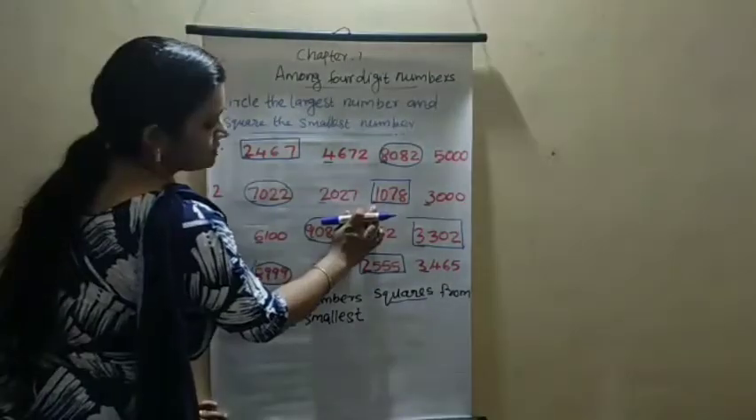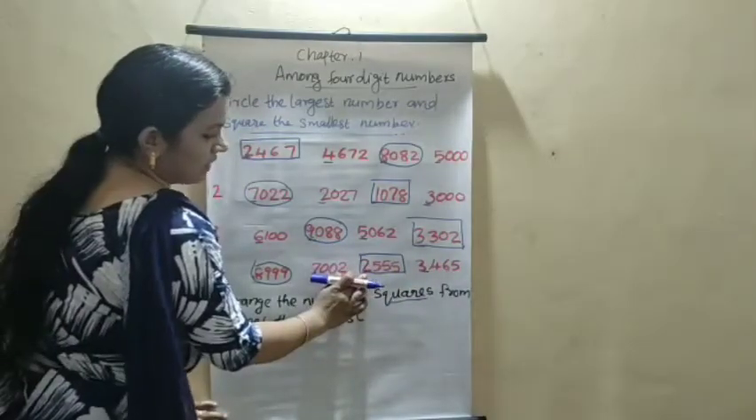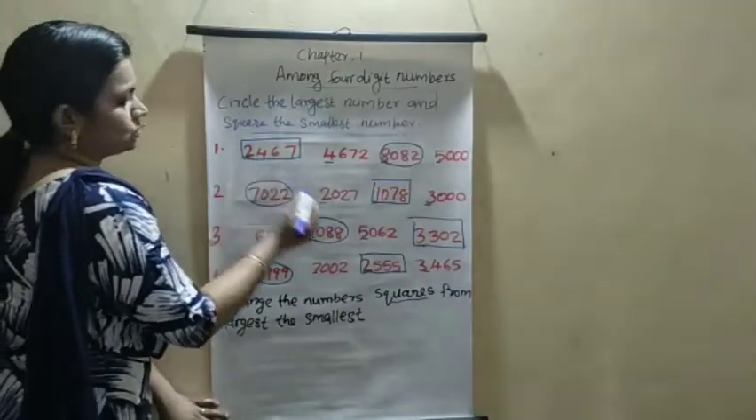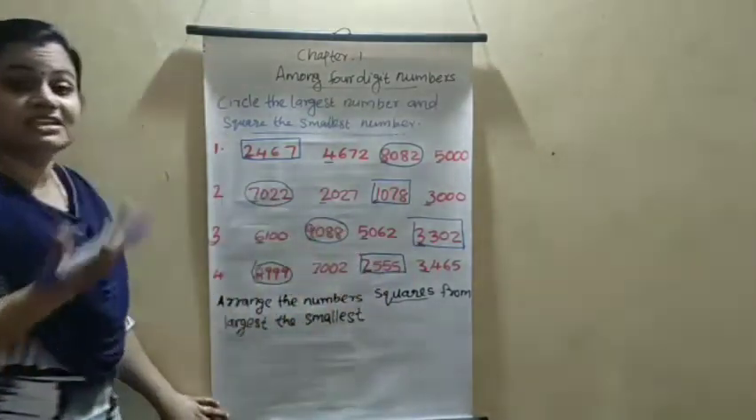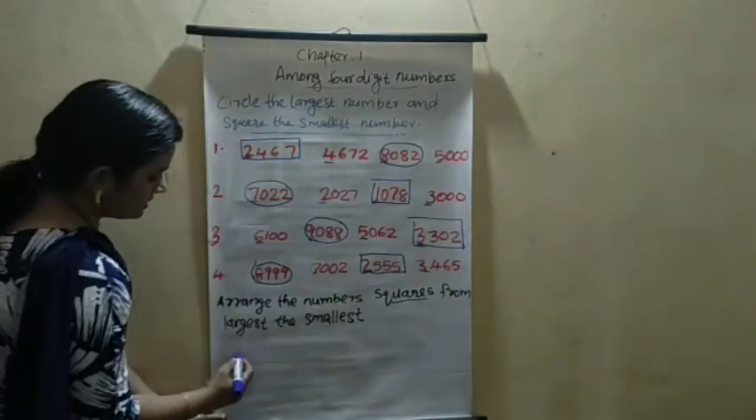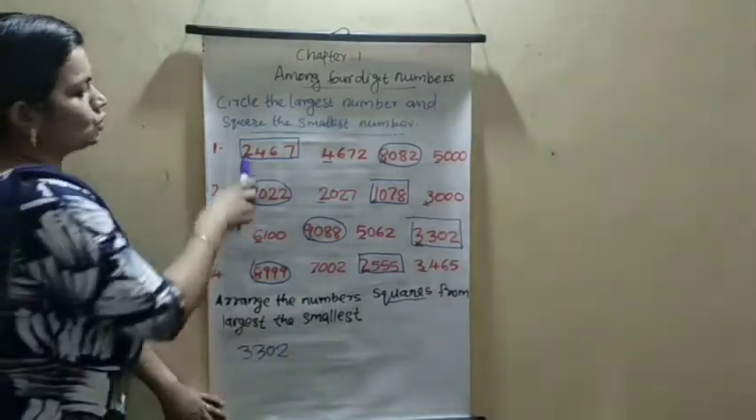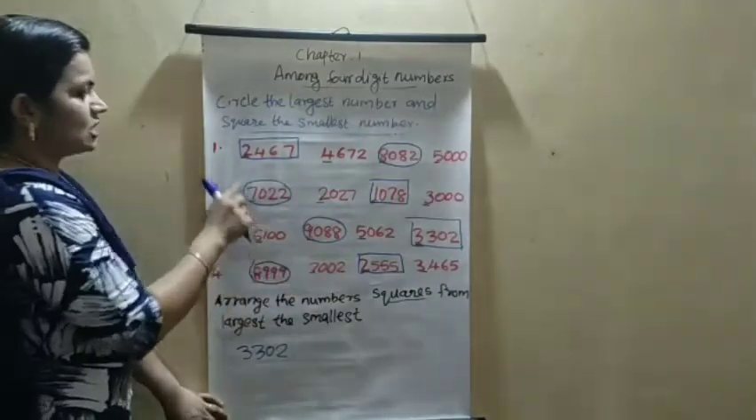2467, 1078, 3302, 2555. Then we are checking the first place again: 2000, 1000, 3000, 2000. Which is the largest one? You know that 3302 is the largest one. Then what is the next number? 2000 is here. Compare these two numbers, which is the largest?